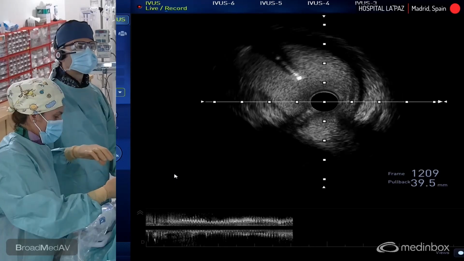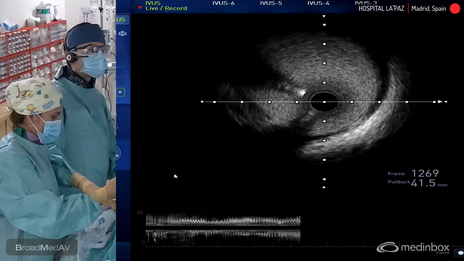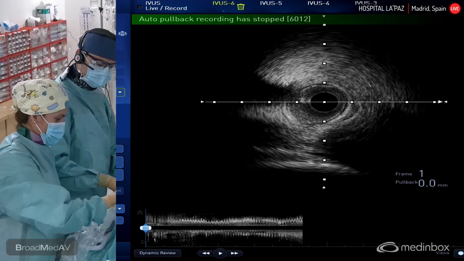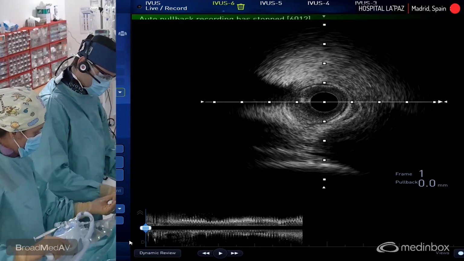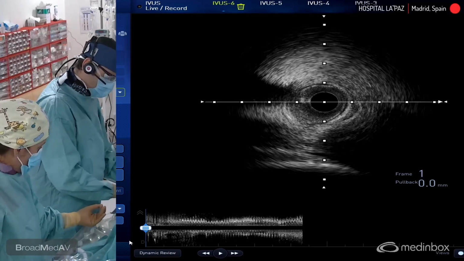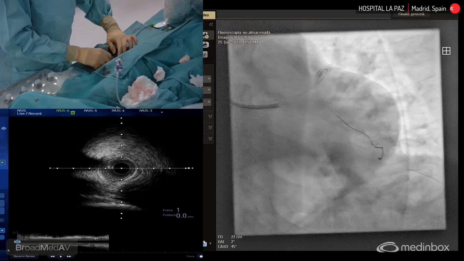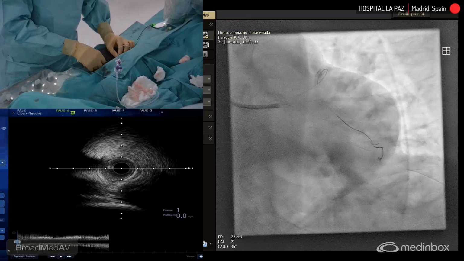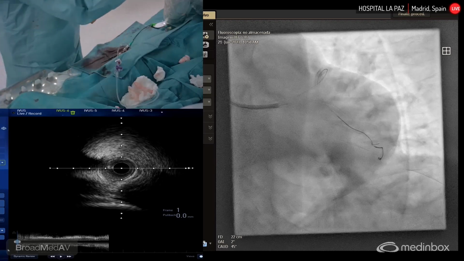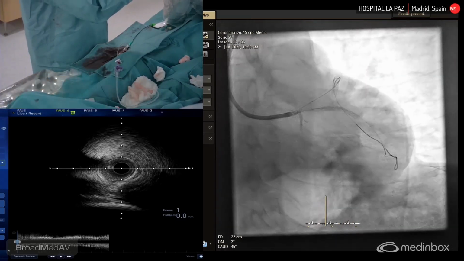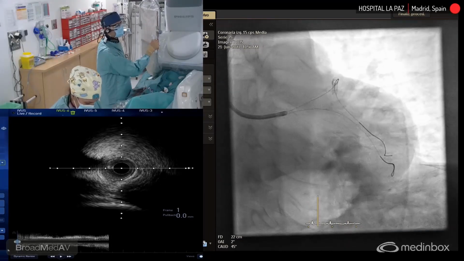Okay, very good result. Okay, let's stop the pullback, and we are not going to inject anymore because of the small dissection we have. We have the final angio that I am going to show you again. Okay, out. So this is the final angio of the intermedius branch.